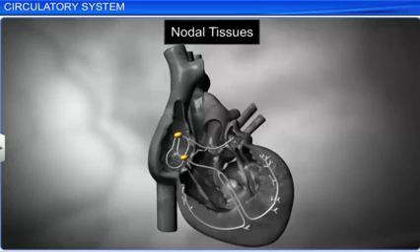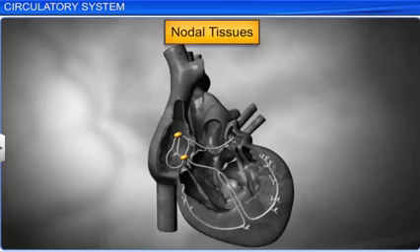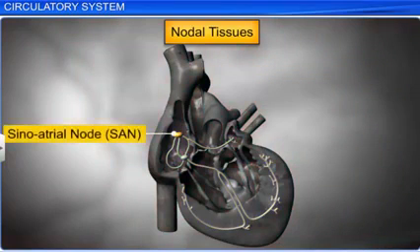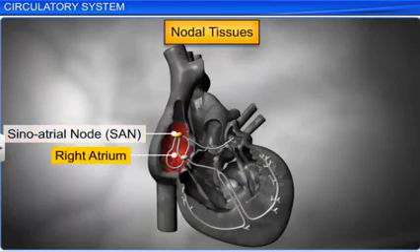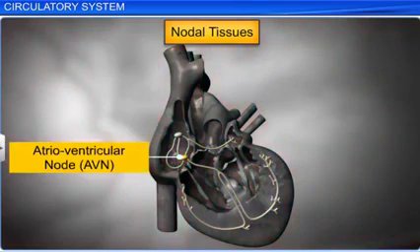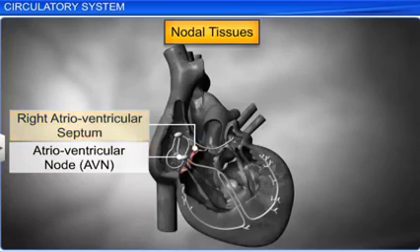Also, specific regions in the heart consist of specialized cardiac muscles called nodal tissues. The first nodal tissue, the sinoatrial node or SAN, is present in the top right corner of the right atrium. On the other hand, the second nodal tissue, the atrioventricular node or AVN, is present in the bottom left corner of the right atrium near the atrioventricular septum.